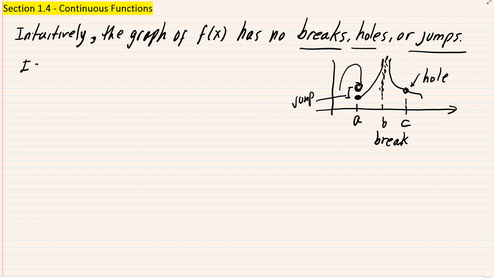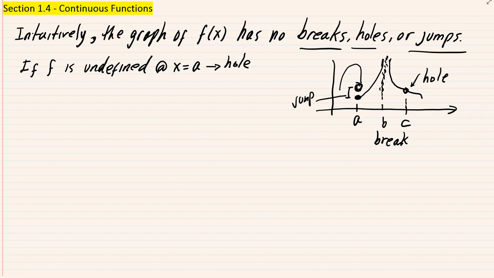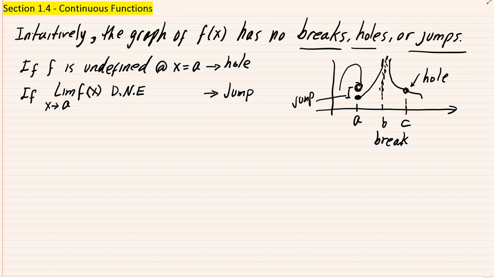So let's begin with the following. If function f is undefined at x equal a, then the result would be a hole in the graph of the function. So the function at that point is undefined. If the limit of f of x as x approaches a does not exist, then that means most likely there's going to be a jump discontinuity in the graph.